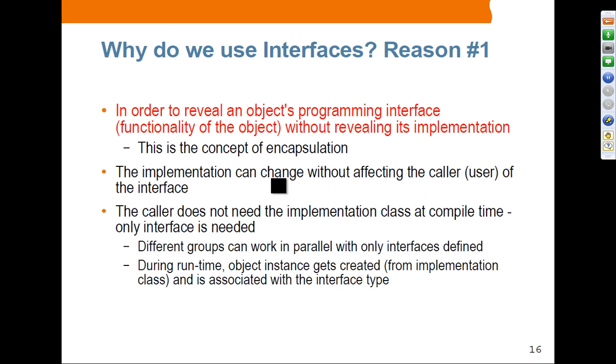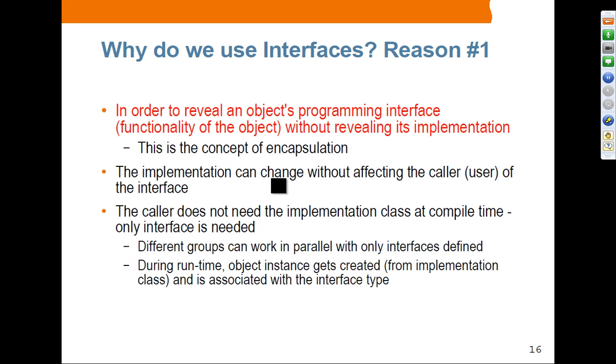So the caller in fact does not need the implementation class at compile time. It only needs the interface. This is the difference from a class in C programming. In C programming you have to have a concrete class. In Java, because of the feature of interface, you do not need the concrete implementation class at compile time. The only thing you need is just the interface. So this has several advantages.